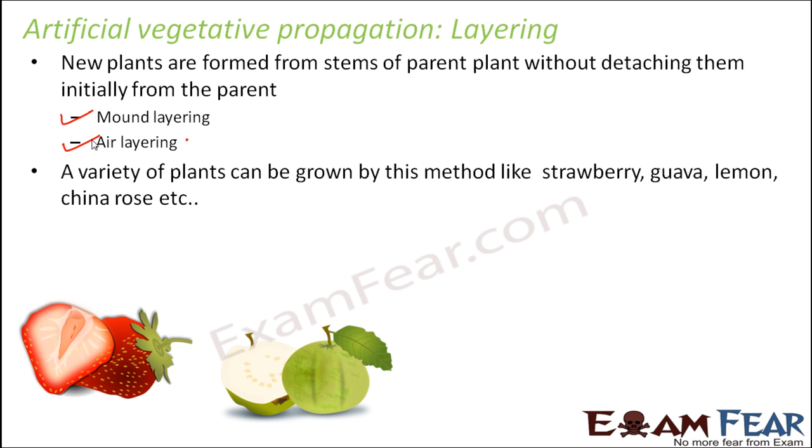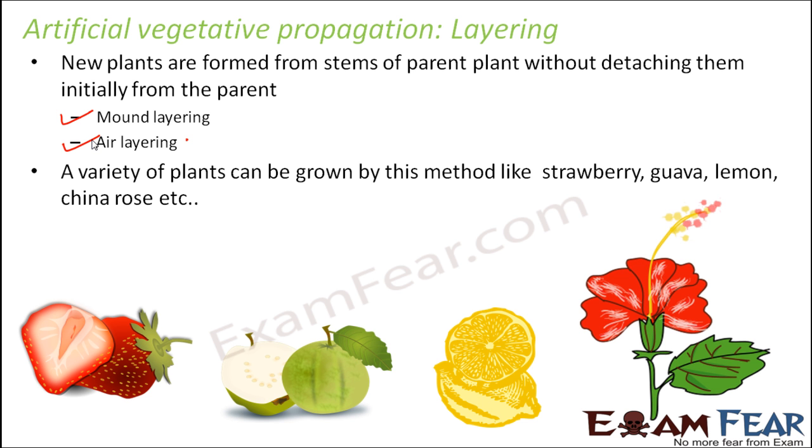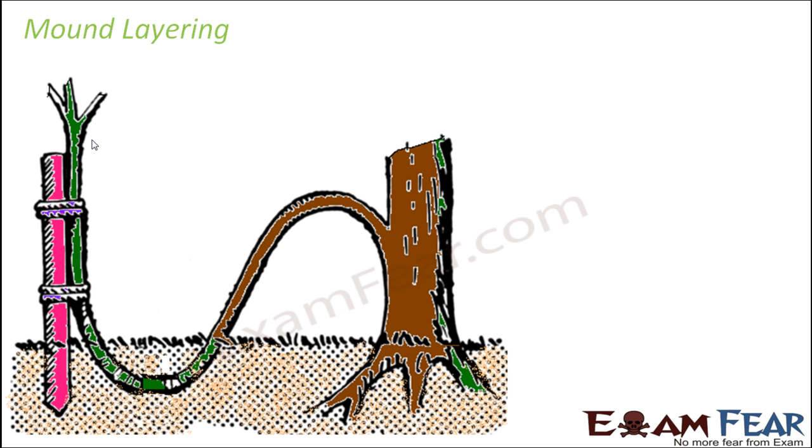So let us look at the first method, that is the mound layering. How do we do it? In mound layering, we pull a branch towards the ground. If you see here, this was the main plant, right? A branch of the main plant is pulled towards the ground, and then a part of it is covered with moist soil. If you see, this is the soil, this portion, right? Some portion of it from here till here is being covered with moist soil.